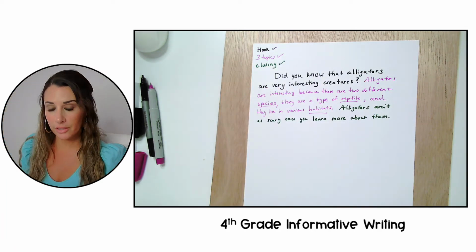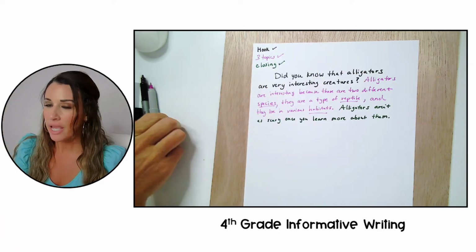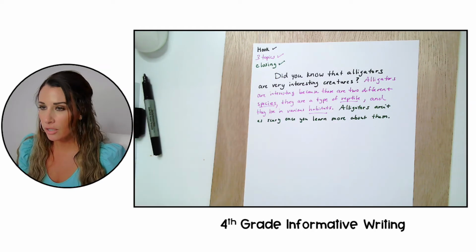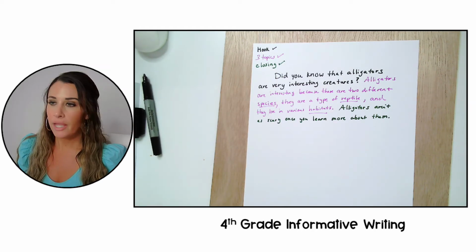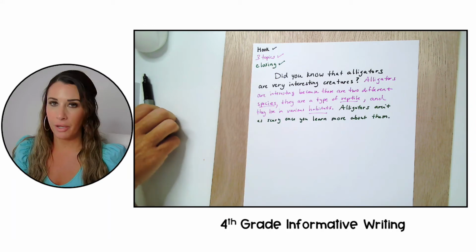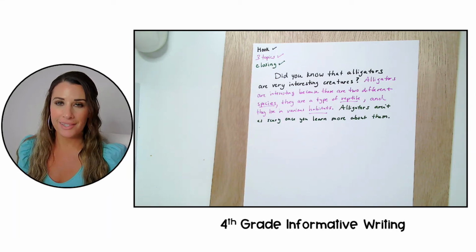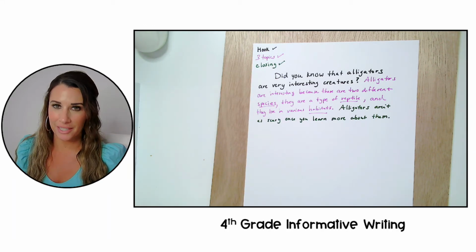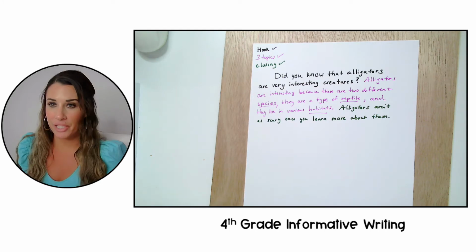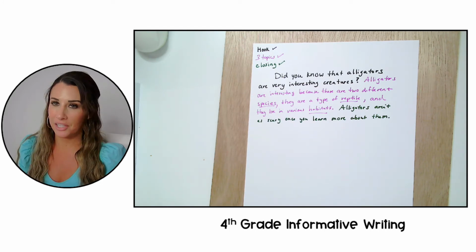So if you're looking at the screen, you can see 3 different colors. In black, you will see my hook, which I use a question. In pink, you will see my 3 topics. And in green, you'll see my closing sentence. Okay, and I'm done. That's my introduction paragraph for the alligator passages.